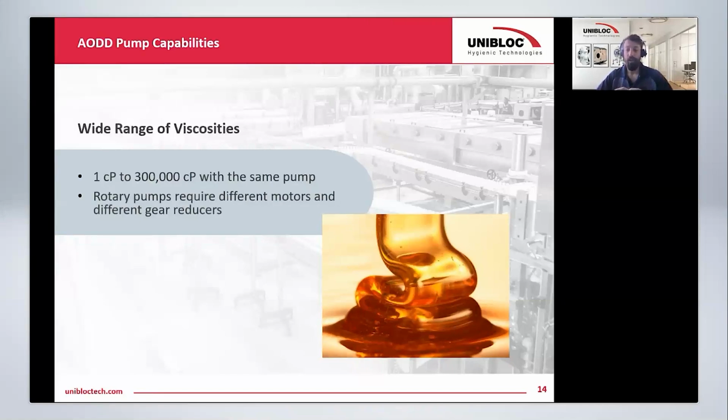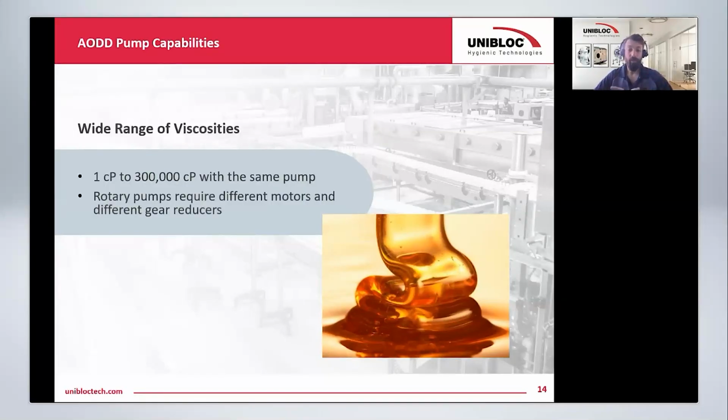So they chose an AODD because you don't have to have a different gear motor or reducer for those different applications. And then with the alternative style AODDs, it's easier to make them CIP-able. And so they didn't have to do any manual intervention when switching between the products. Run a CIP cycle, and then the pump was ready to go for the next product.